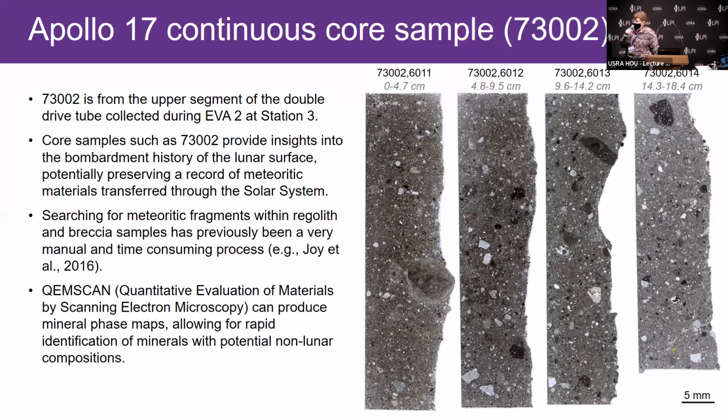So in the past, searching for meteoritic fragments has been quite a manual process, taking a lot of time to really in detail go through each thin section like these and try and find minerals and clasts of potential interest. So what we've tried to do is to use ChemScan, which is a quantitative evaluation of materials by scanning electron microscopy, to produce mineral phase maps, and this allows for a much more rapid identification of minerals that have potentially non-lunar compositions that then we can go and investigate further with other processes such as EPMA.